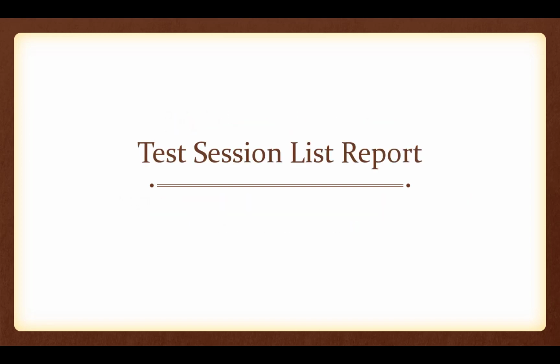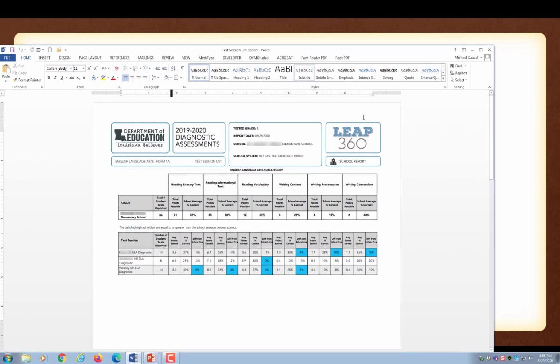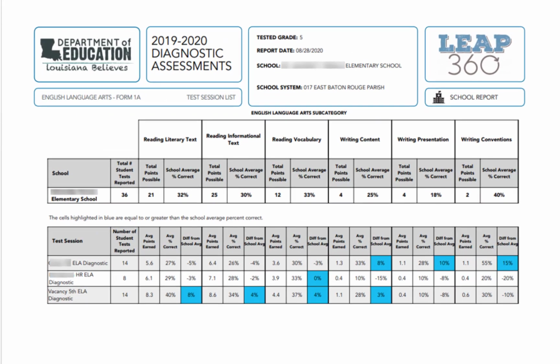So let's talk about that first report, called the Test Session List Report. I'm going to move over a report that looks like what you're going to see. Let me go ahead and expand this. Notice the name here, test session list report, and as always, the top portion indicates the grade level, the school, and the school system. Your school is going to show up here. And keep in mind that this is ELA Form 1A.